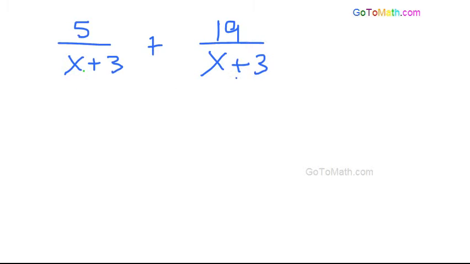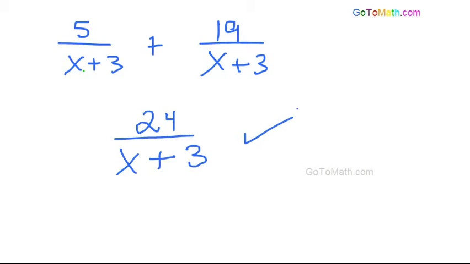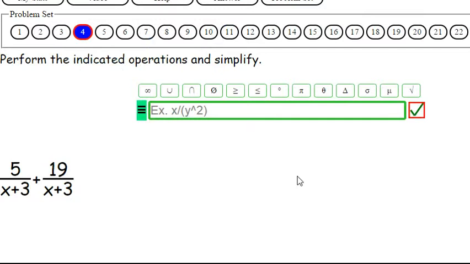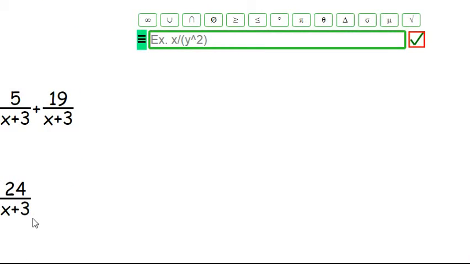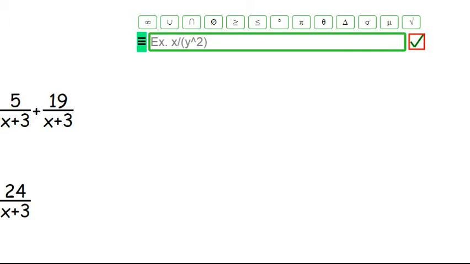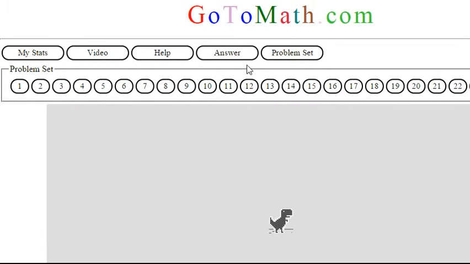So since we have common denominator, right, the denominators are the same, then we just add the numerators. So that looks like that's going to be 24 over x plus 3. That's pretty easy, wasn't it? 24 over x plus 3. Seemed pretty easy to me anyway. Okay, so we're over here at gotomath.com. See you in the next video.